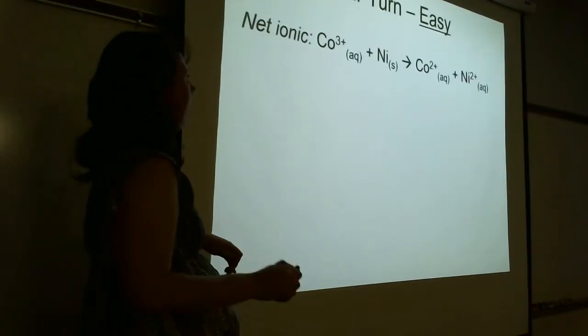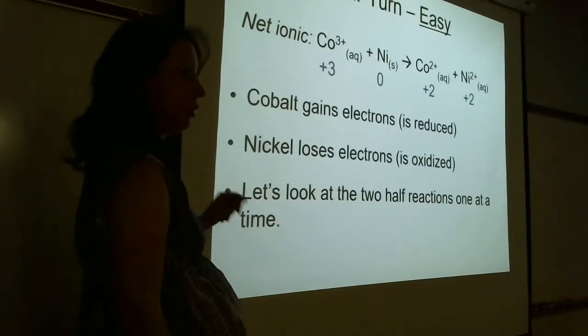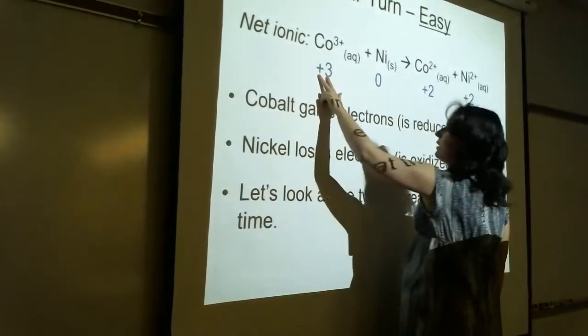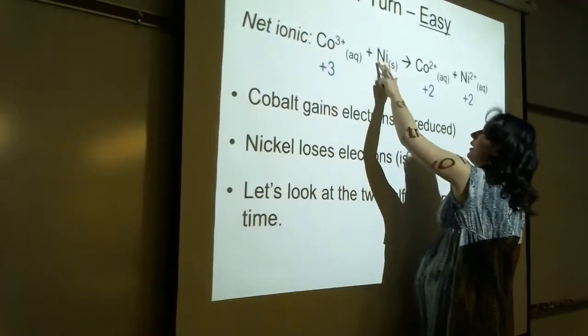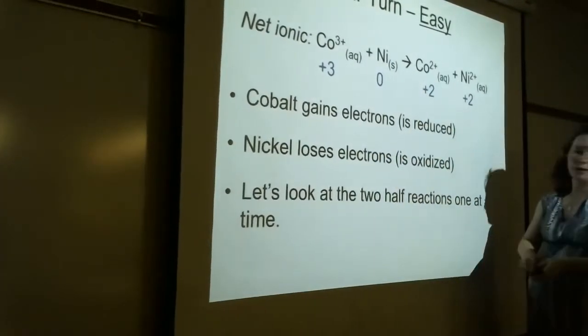So this is the net ionic equation. We need to first give everybody oxidation numbers and figure out who got oxidized and who got reduced. Monatomic ion, so oxidation number is its charge. Pure element is most stable form. Monatomic ion, right?